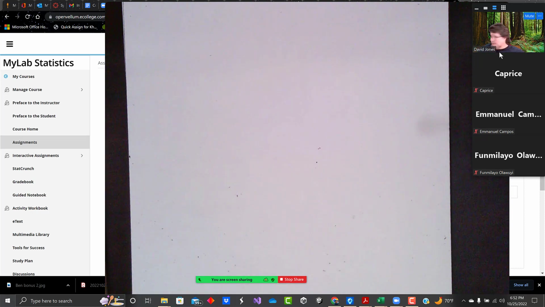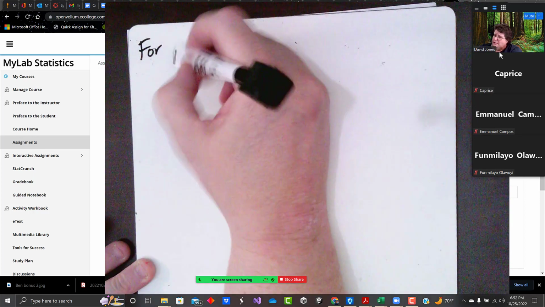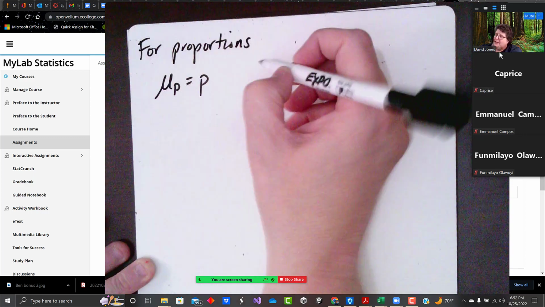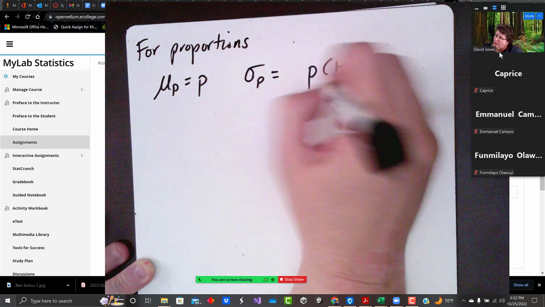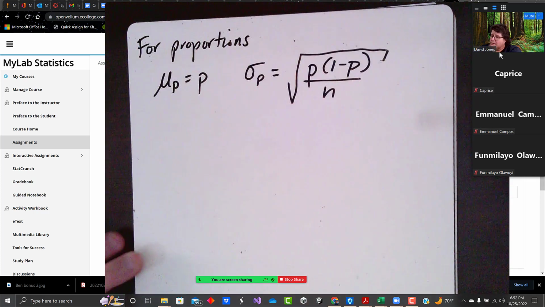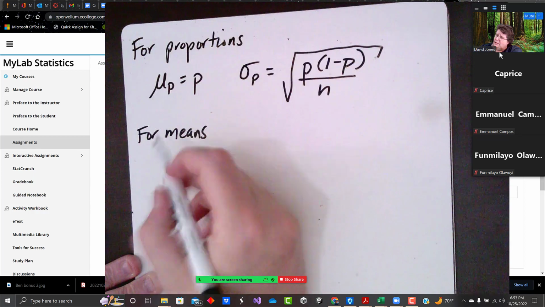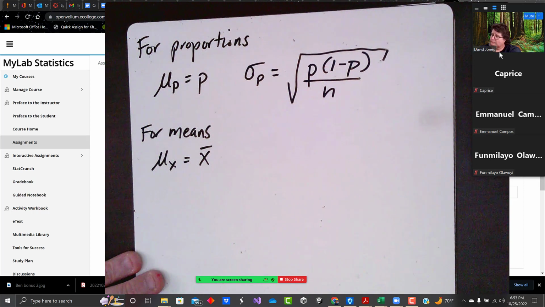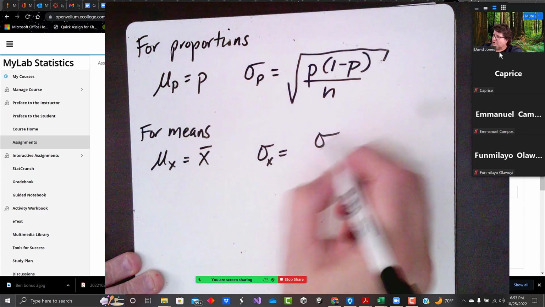As a reminder, for proportions, mu of P was P, and sigma of P was P times 1 minus P over N, and then we take the square root of the whole thing. And for means, mu of x is x bar, and sigma is sigma over the square root of n.